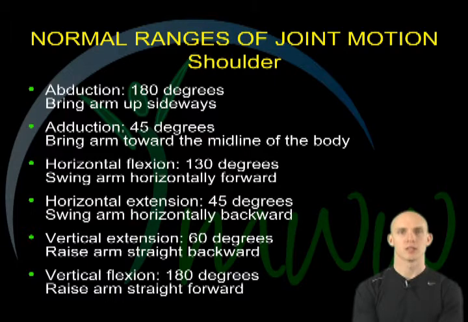Vertical extension. Recommended movement is 60 degrees. Raise your arm straight backward from having your hands at your side. Vertical flexion. Recommended movement is 180 degrees. Raise your arm straight forward to bring your hand in line with your shoulder joint.